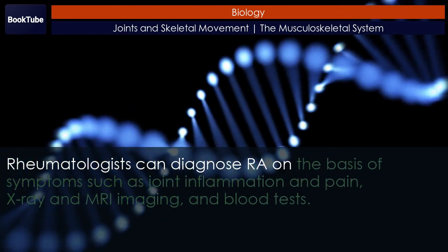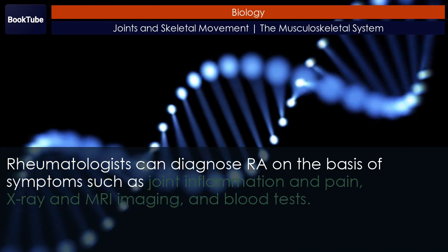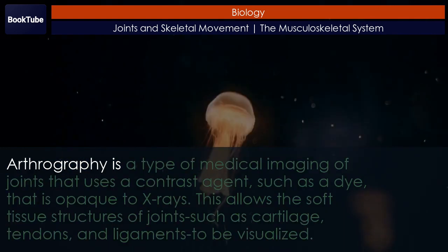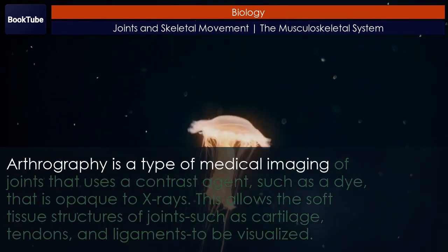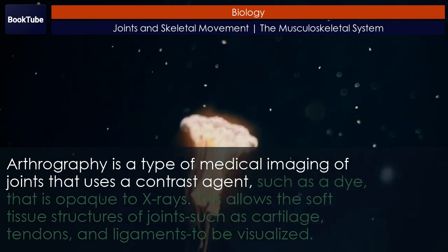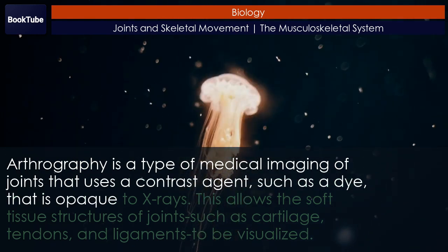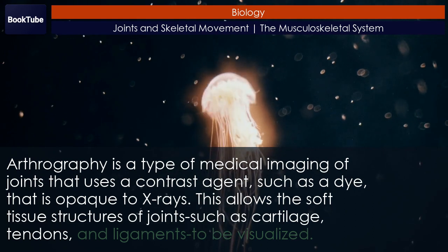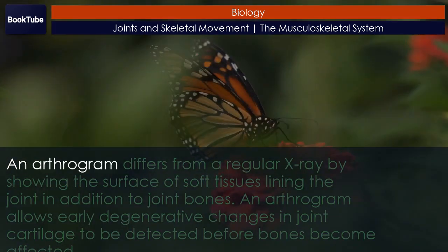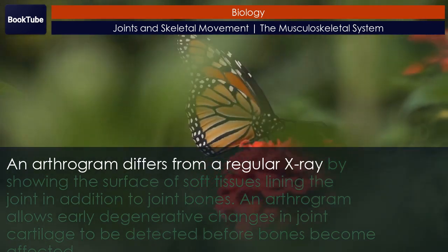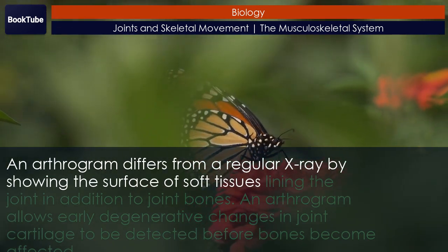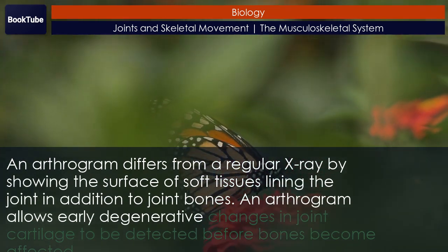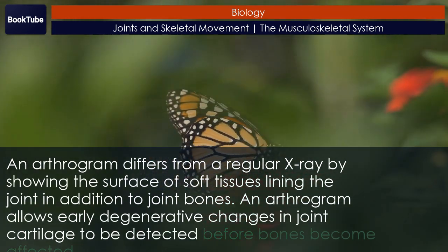Rheumatologists can diagnose RA on the basis of symptoms such as joint inflammation and pain, X-ray and MRI imaging, and blood tests. Arthrography is a type of medical imaging of joints that uses a contrast agent, such as a dye, that is opaque to X-rays. This allows the soft tissue structures of joints such as cartilage, tendons, and ligaments to be visualized. An arthrogram differs from a regular X-ray by showing the surface of soft tissues lining the joint.